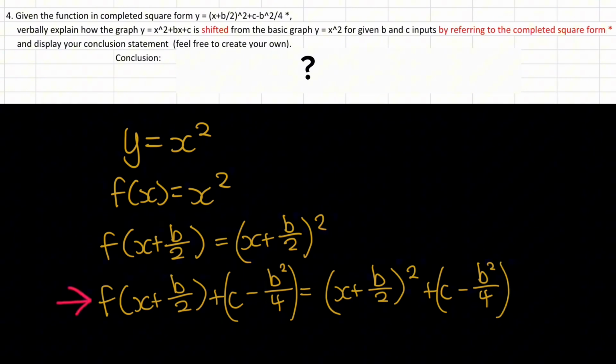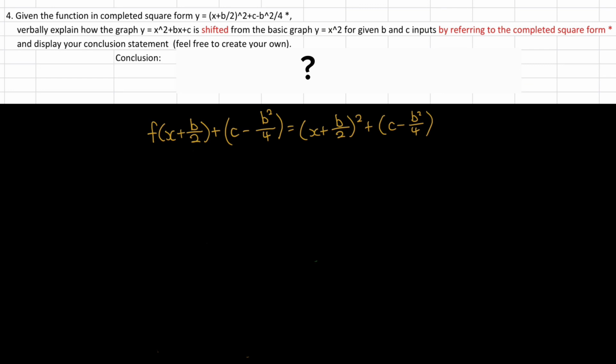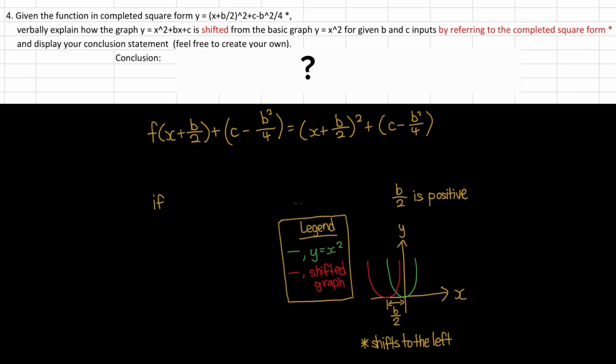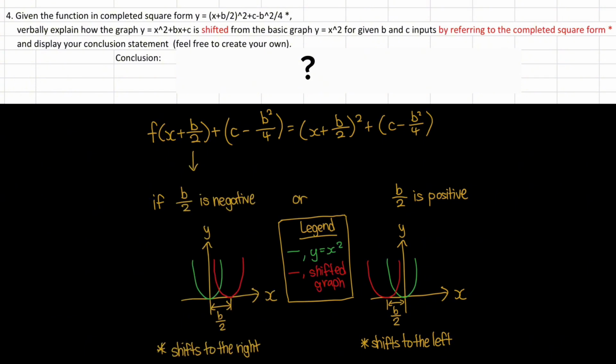So from what we know about functions and graphs, since b over 2 is inside the function and is either being added to or subtracted from x, the graph shifts by b over 2 units to the left if b over 2 is positive, or shifts to the right by b over 2 units if b over 2 is negative, all while staying parallel to the x-axis.